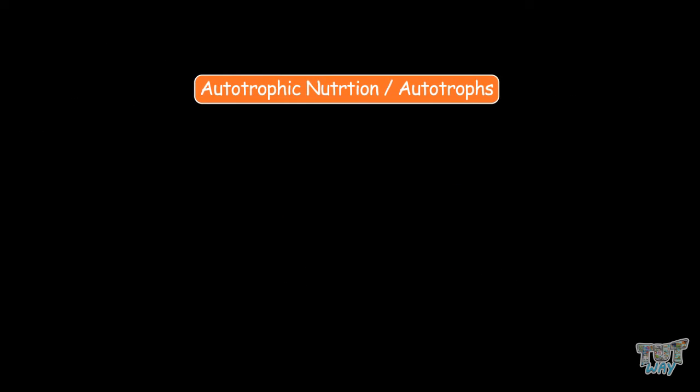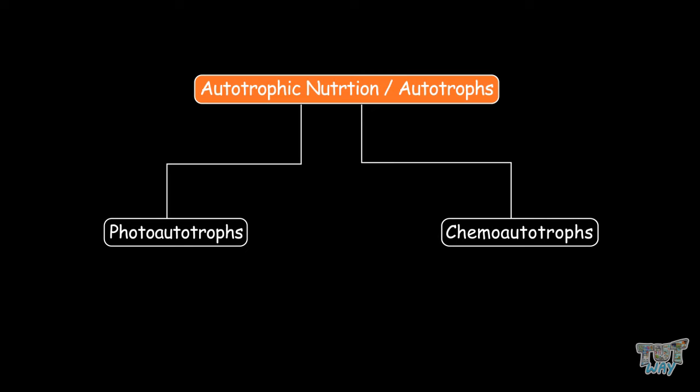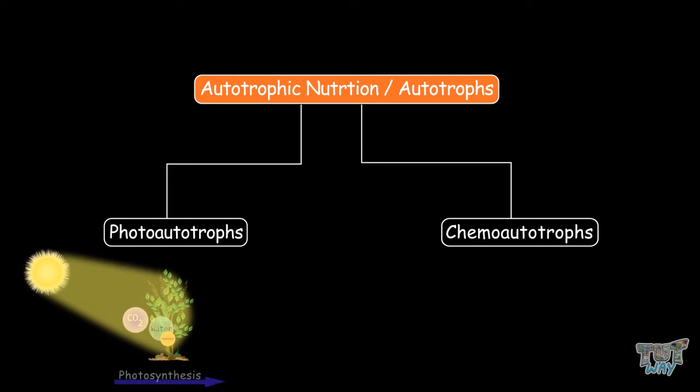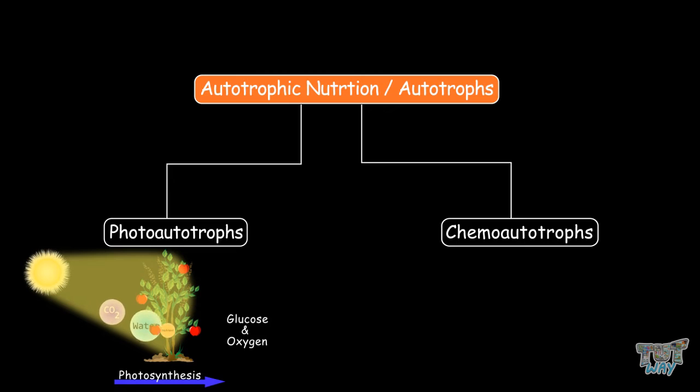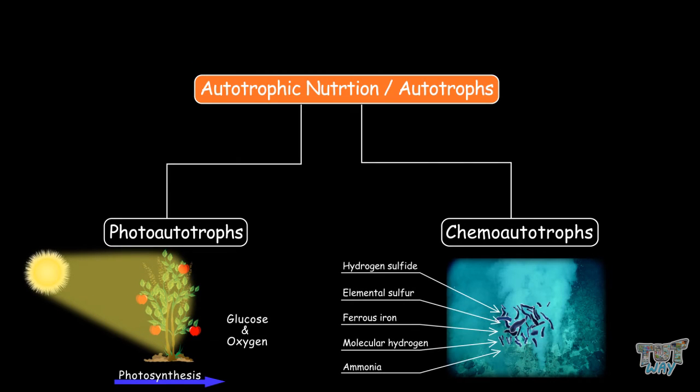Now we know about autotrophs and the two types of autotrophs, photoautotrophs and chemoautotrophs. And the main difference is that photoautotrophs use sunlight as the main source of energy, and chemoautotrophs use sources like hydrogen sulfide, elemental sulfur, ferrous iron, molecular hydrogen, and ammonia.